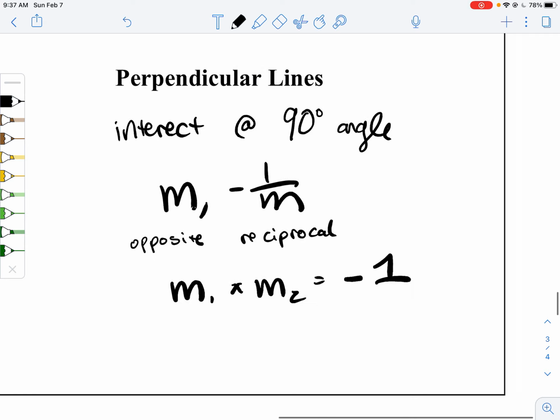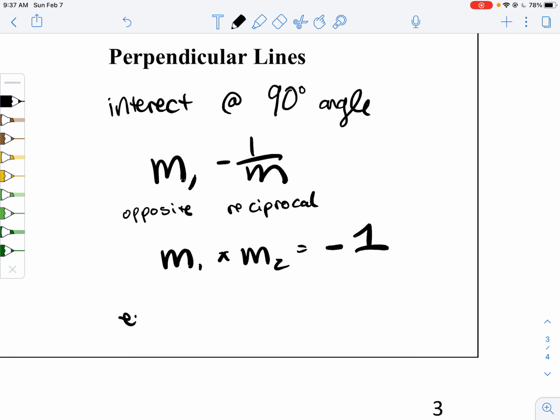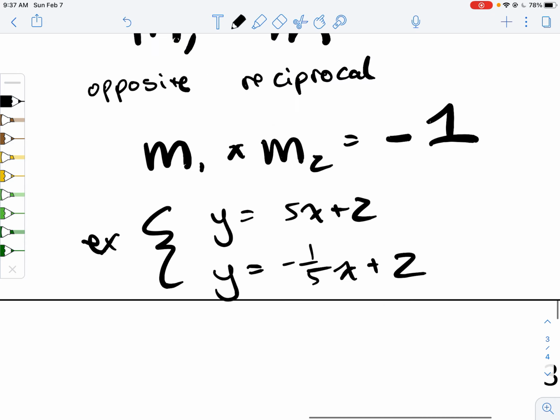So that's exciting. For example, if you have the line y equals 5x plus 2 and y equals -1/5 x plus 2, their y-intercepts don't have to be the same, so let's make it 3. 5 times -1/5 is -1. Boom. So good. So you have it.